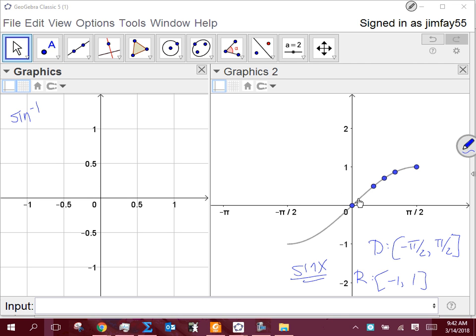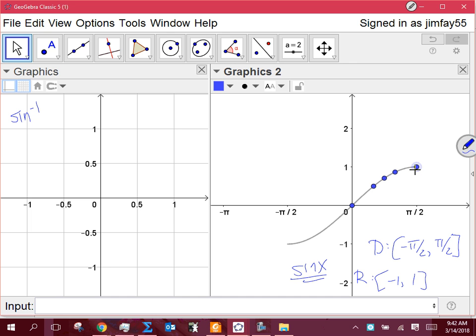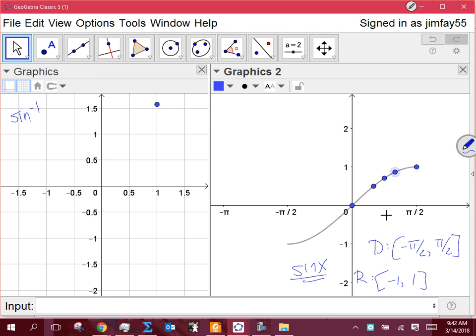These ordered pairs should do what with one another, if they're reflections across the line y equals x? What should the coordinates of these ordered pairs do? So that one is pi over 2 comma 1. What should it become over here? Good. 1 comma pi over 2. This point right here, what is that? Pi over 3 comma root 3 over 2. So it should become root 3 over 2 comma pi over 3, right?